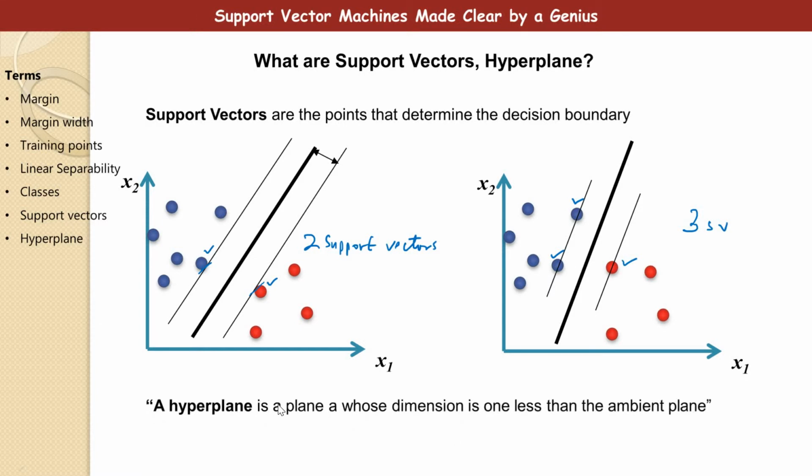Take this definition in mind. A hyperplane is a plane whose dimension is 1 less than the ambient plane. Let's forget about this jargon. Let's just say that if you have a 2-dimensional data plot, then a hyperplane will be a line that divides it. If you have a 3-dimensional space, let's say a cylinder or a cube, the hyperplane will be a two-dimensional plane. That is, you can slice a cylinder into two in just 2 dimensions. So you have a flat two-dimensional space that becomes a hyperplane when you are considering three-dimensional data sets.